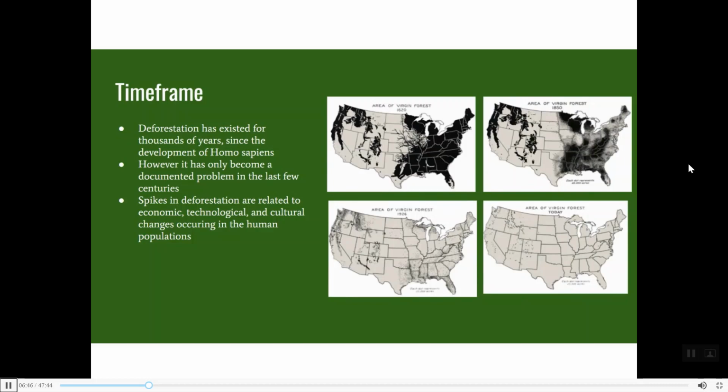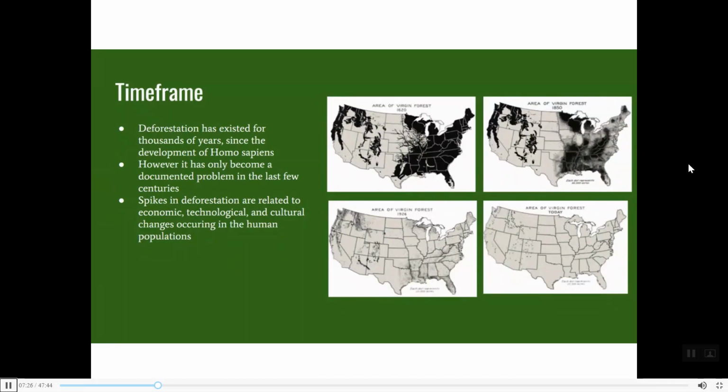Some examples of these spikes include the steady growth of population in European forests from 9,000 to 5,000 BC, which led to extensive land clearing for agriculture and animal domestication. Another spike is marked by America's western expansion in the 1800s, which resulted in the clearing of about 177,000 square miles by 1850 and nearly 300,000 square miles by 1910. So that's how deforestation's really affected our country.